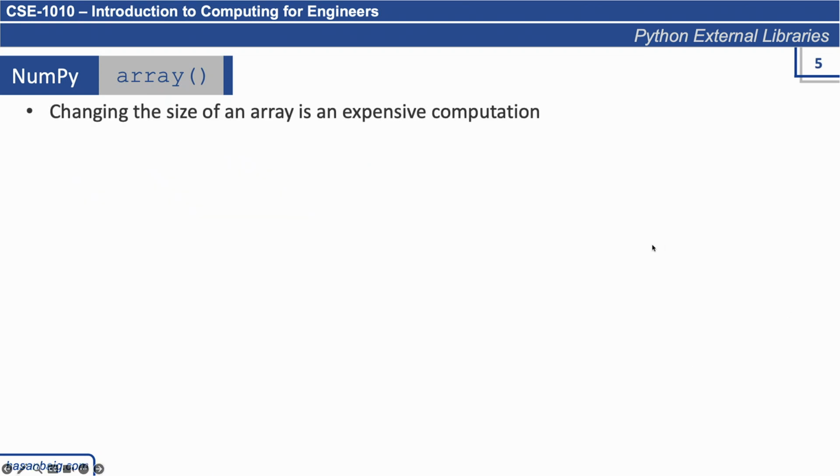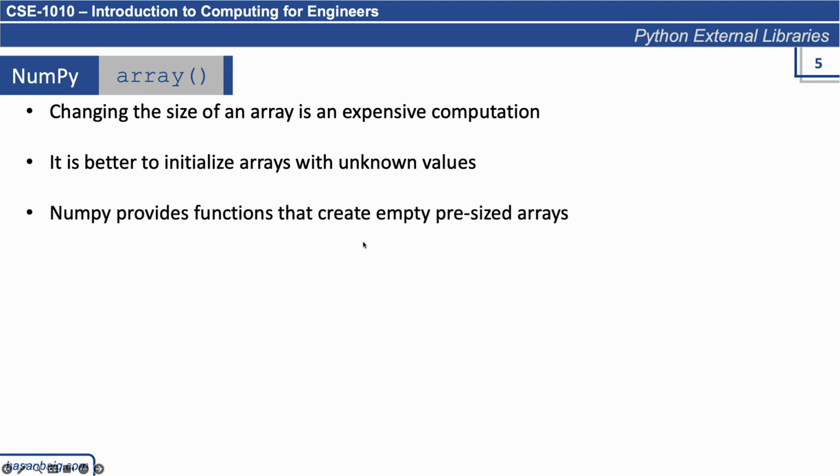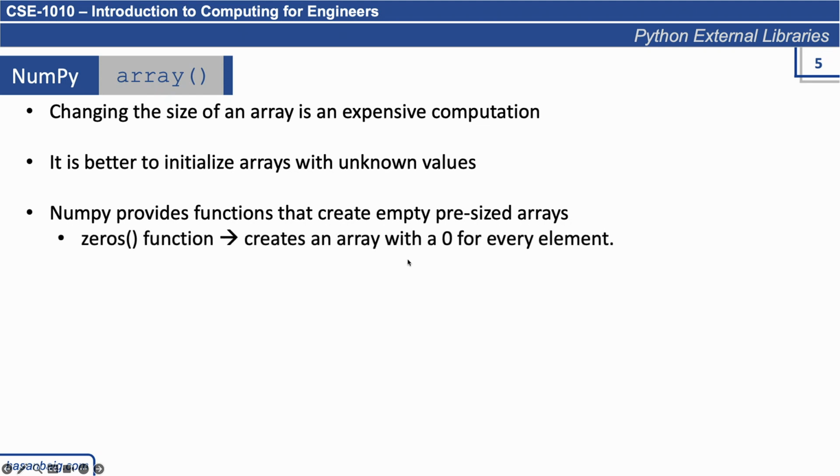So the next thing: sometimes an array must be created before the element values are known, and changing the size of the array is an expensive computation. So NumPy provides functions that create empty, pre-sized arrays. There is a zeros function, which creates an array with a 0 for every element.